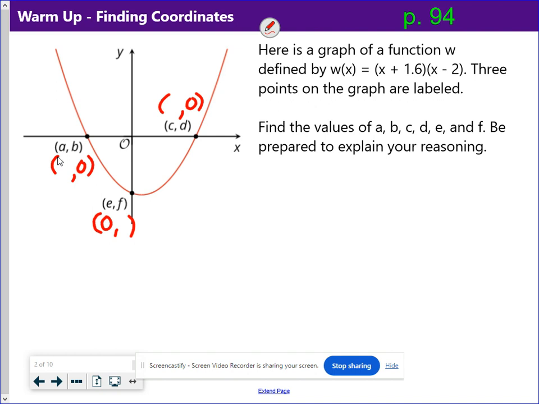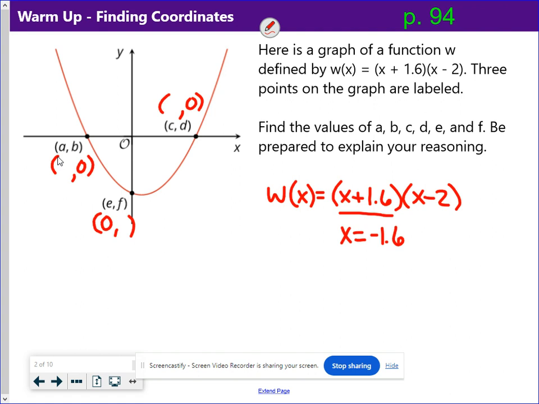To find the x-intercepts, I can use what we did in the last lesson and take that factored form to figure out what the x-intercepts would be. So if I rewrite that, w of x equals x plus 1.6 times x minus 2. And I would ask, what would make this factor equal to 0? Well, that's going to be x equals negative 1.6. And what would make this factor equal to 0? That would be x equals positive 2.